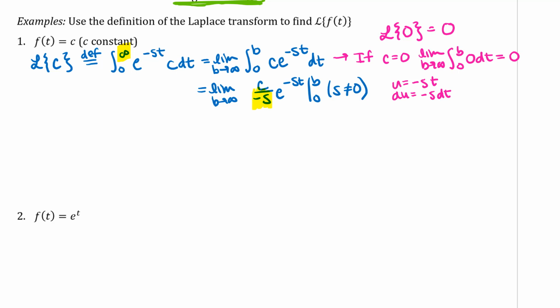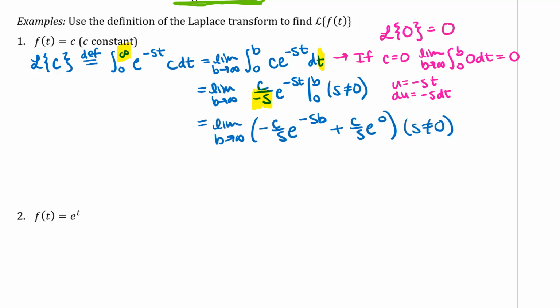All right, and so now I need to evaluate the definite integral from 0 to b. So I'm plugging 0 and b in for t. Remember that we were integrating with respect to t. So those values were t equals 0 to t equals b. And at the end, I'll need to evaluate my limit. All right, so e to the 0 is 1. So that last term is just c over s. So I need to think about this limit of the first term as b approaches infinity.